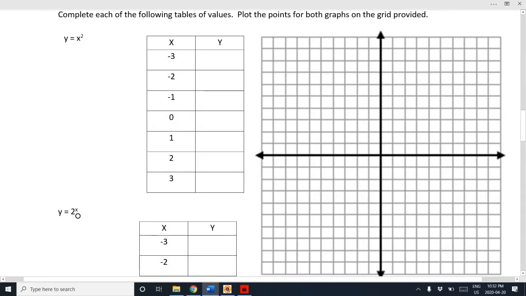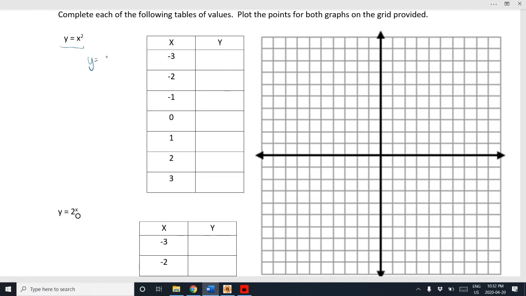Complete each of the following tables of values. Plot the points for both graphs on the grid provided. So let's start off with the most basic version of a quadratic. y equals x squared. If you plug in the x value here, our equation would look like this.